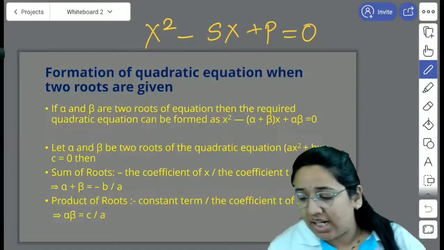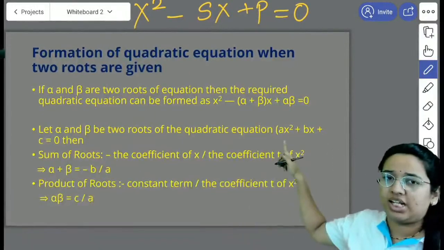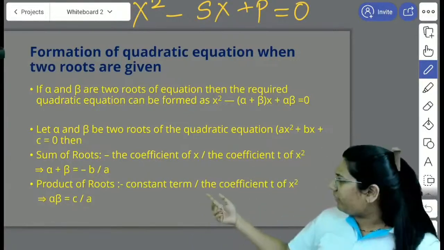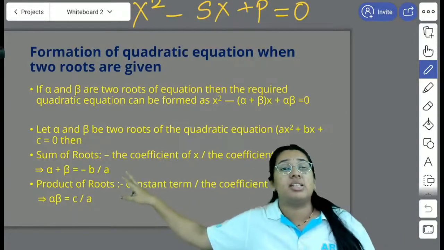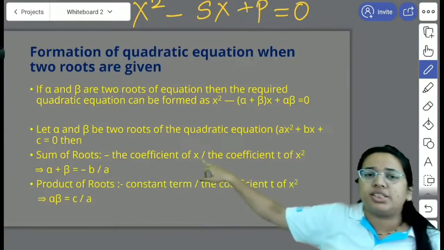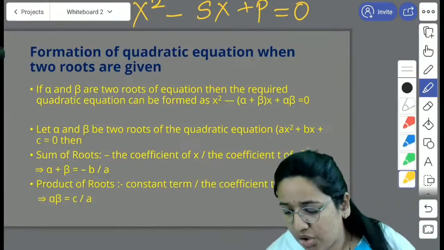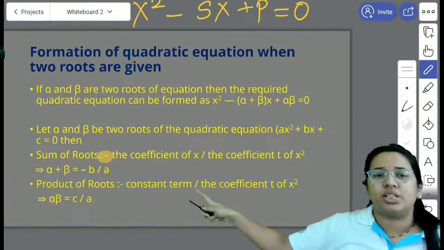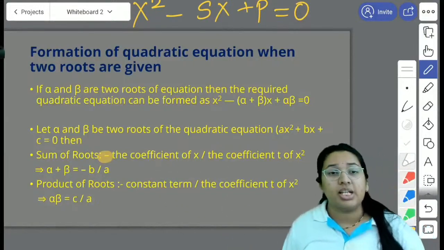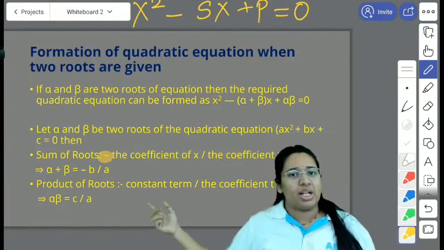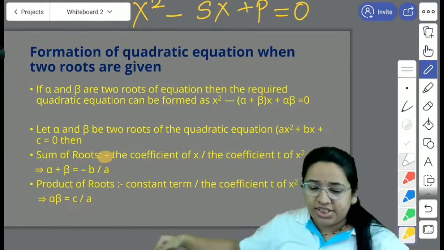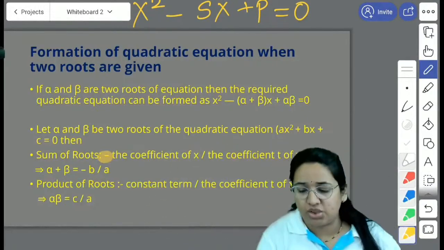And the second case is that if we have a quadratic equation ax square plus bx plus c equals 0, then we can directly say that the sum of the roots, alpha plus beta, is equal to minus the coefficient of x upon the coefficient of x square, that is minus b upon a, and the product of the roots is given as the constant term divided by the coefficient of x square. That's it. Let us try to solve more questions based on it.